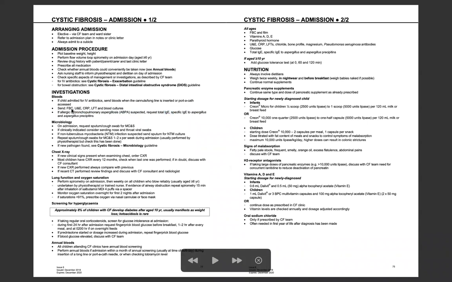So important things, all these were told by our candidate. She told FBC, CRP, blood culture. She did not tell the liver function test, as I remember. Sputum and sputum swab for culture and sensitivity. This was told, and if clinically indicated, consider sending nose and throat viral swabs as well.